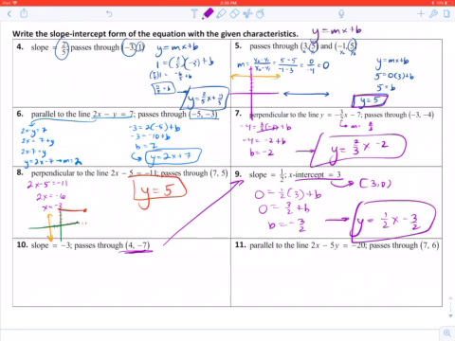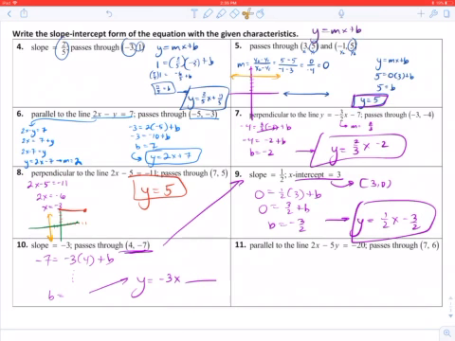Number 10 is just like number 9, only they tell you the point. So I'll show you how you start it off. You're going to say negative 7 is equal to negative 3 times 4 plus b. Solve for what b is, and then you already know the slope is negative 3x, and then you put the plus b part in, whether it's plus or minus.